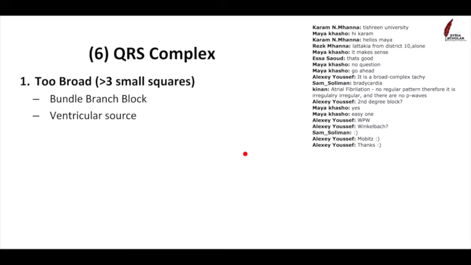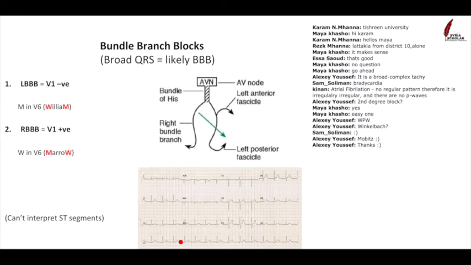Axis, P waves, PR interval, and now we've come to the QRS complex. So if you look at this, we've actually already come nearly to the end of our system. As long as you have a nice system in your head, it can be very quick to look through these ECGs. So out of 8 steps, we're on step number 6, which is looking at the QRS complex. It can only do a few things, the QRS complex. It can either be too broad, which means that it's more than 3 small squares in width.